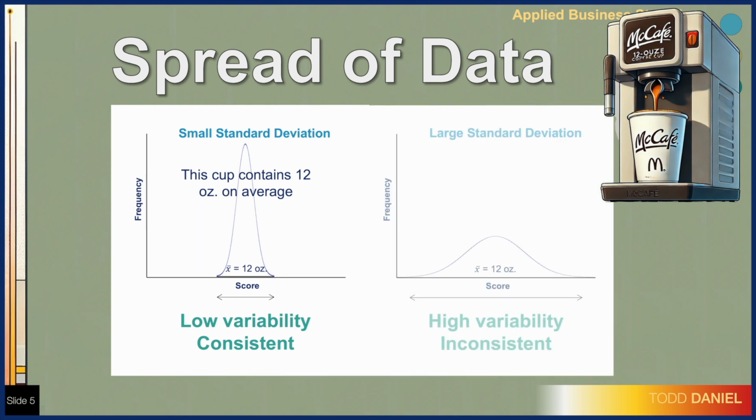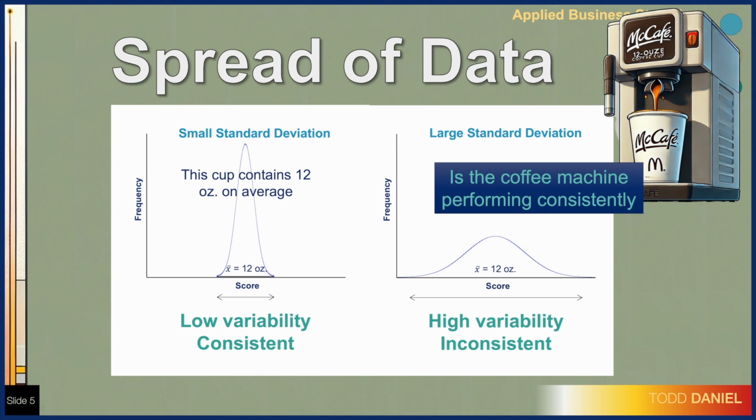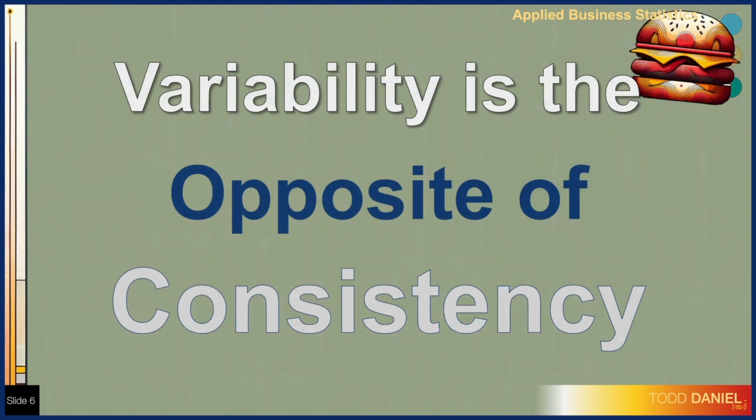On the other hand, if we have high variability, we have much deviation from that norm. And this can create problems because it's not consistent. That 12-ounce pour of coffee is probably not going to be 12 ounces. We're going to count on it being too much or too little. What we want to know is whether that coffee machine is performing consistently. Variability is the opposite of consistency.